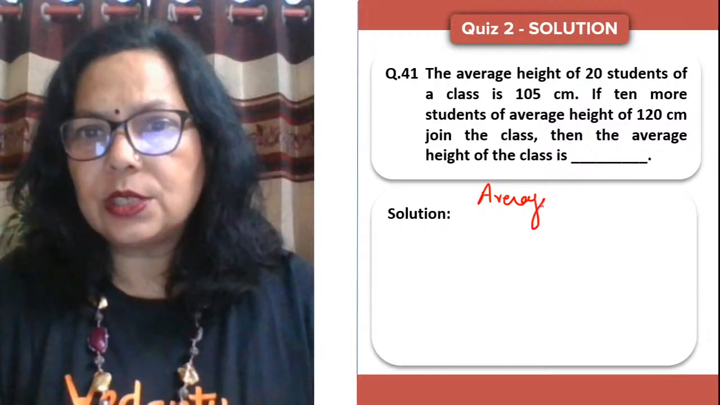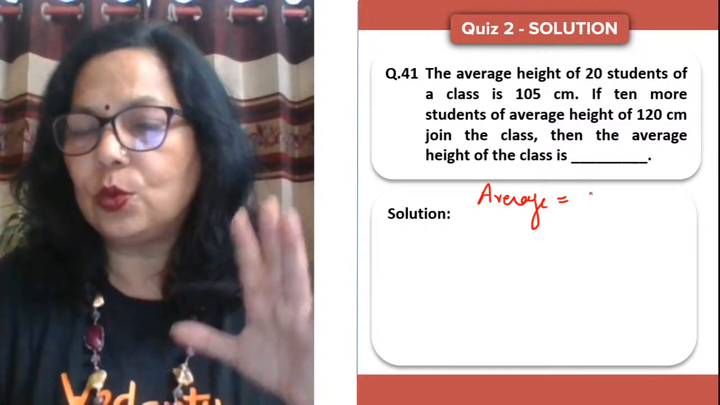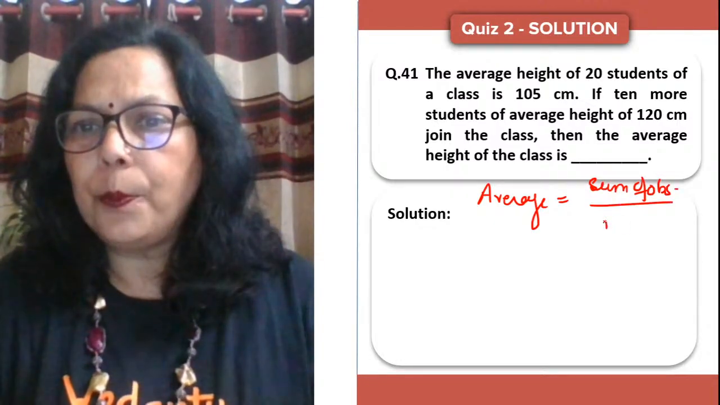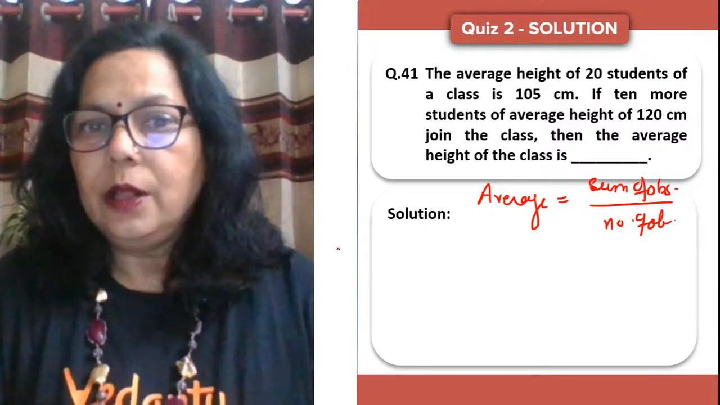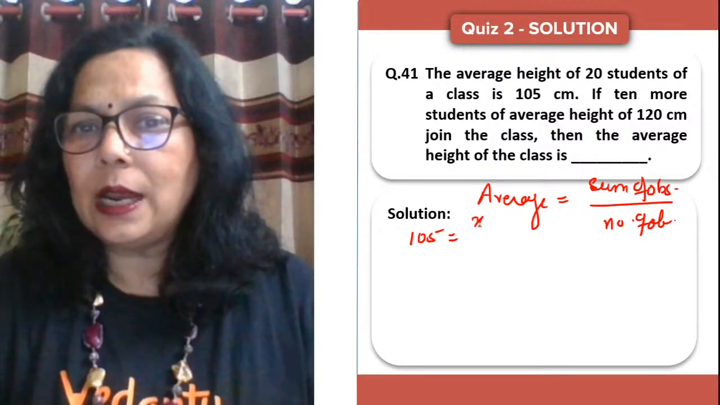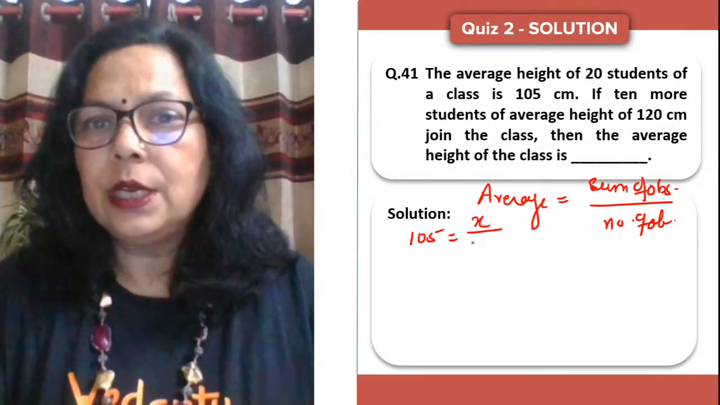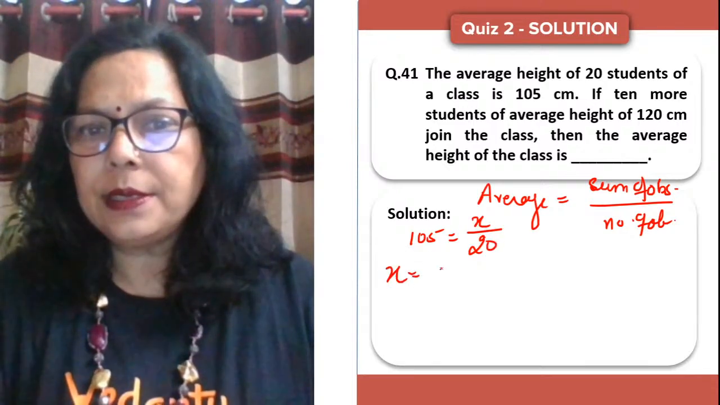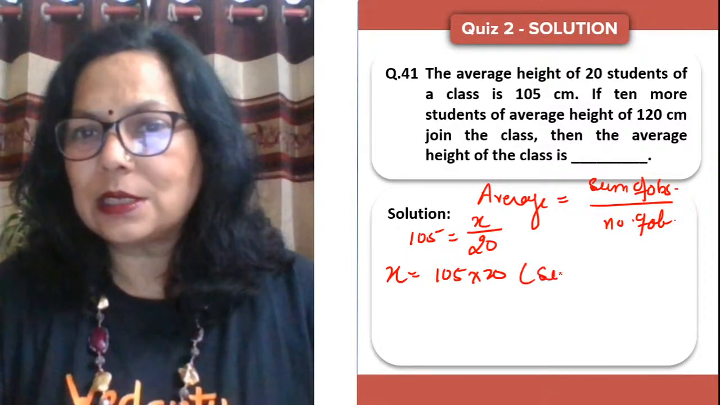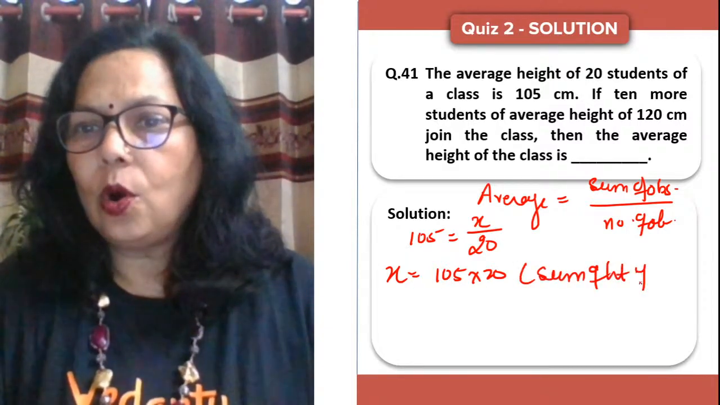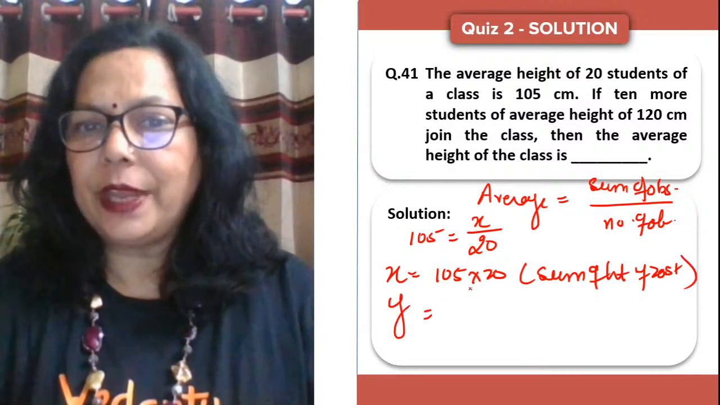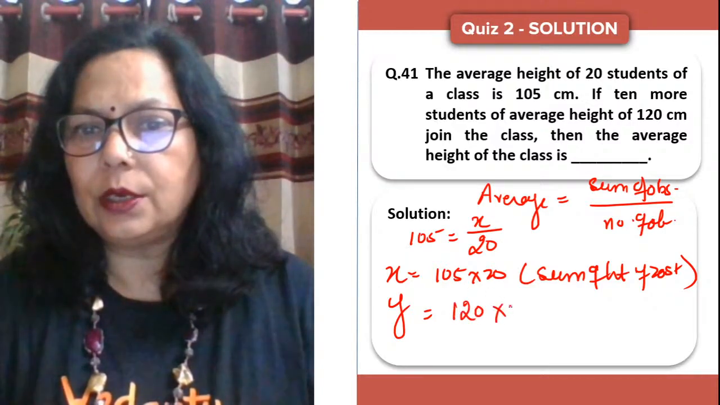So average is जितने भी लोगों क्लास में बच्चे हैं उन सब का सम ऑफ ऑब्जर्वेशन में सबकी हाइट का सम अपॉन नंबर ऑफ ऑब्जर्वेशंस. It means 105 is the average when the total height is x of all the students divided by 20. So x is 105 into 20. That is the sum of height of 20 students, right? Similarly, if you have to find out y, the height of the next 10 students, it will be 120 into 10.